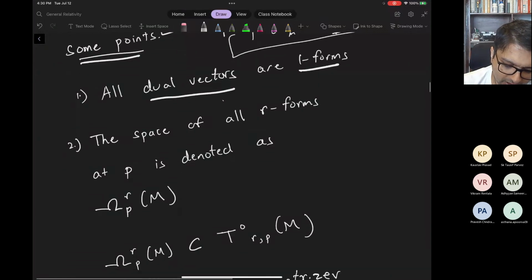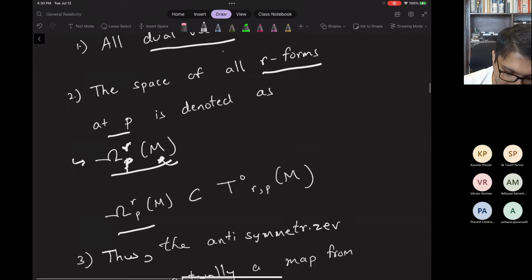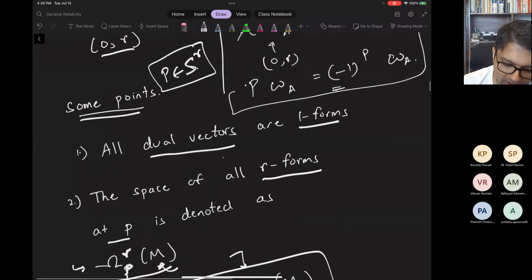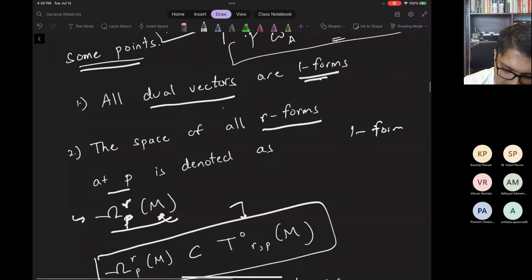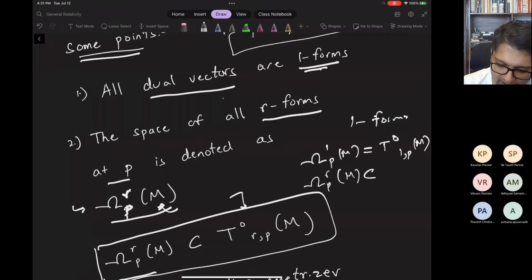The space of all R forms at P is denoted as omega R P M. This is R forms at the point P on the manifold M. In general, they're a subset. They may be a proper subset or a non-proper subset. That is, they may or may not span the entire space of dual vectors of type 0R at the point P on the manifold M. So in the case of one forms, that is omega 1 P M, this is identically equal to all possible tensors. But for higher forms, that is omega R P M, you're only selecting the subset of totally anti-symmetric 0R tensors.